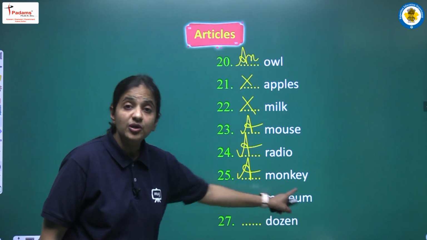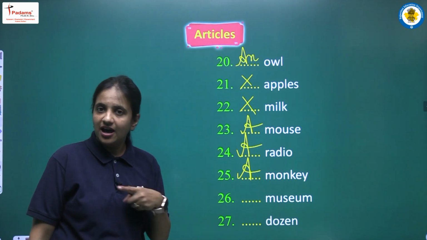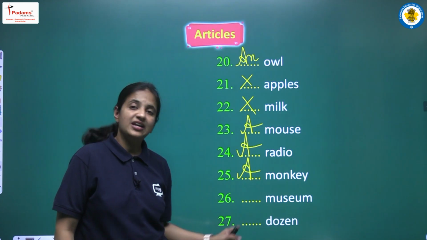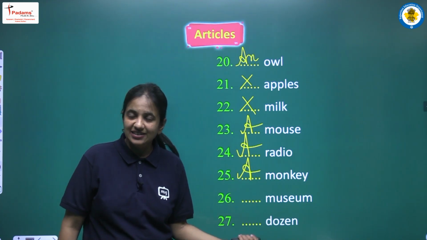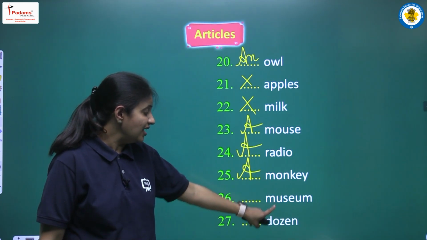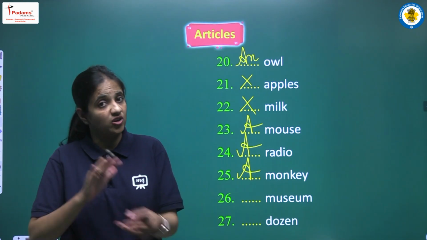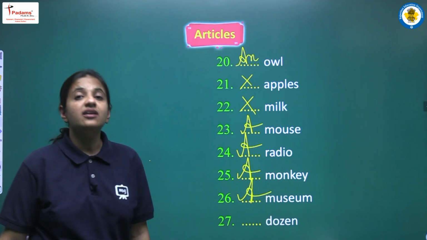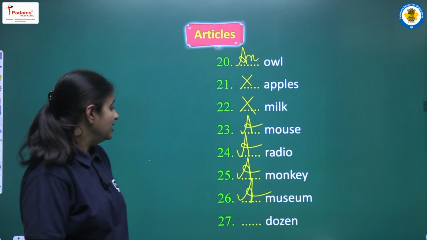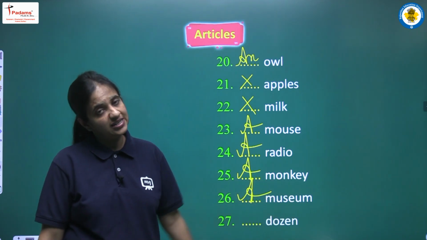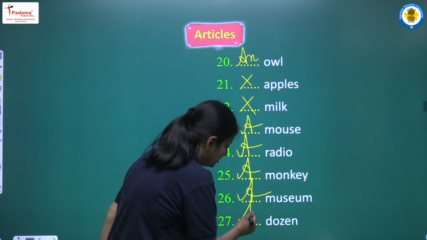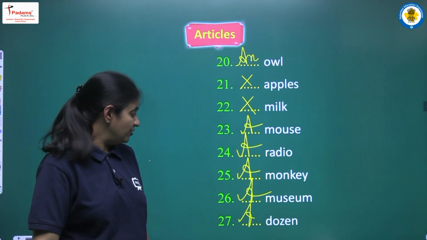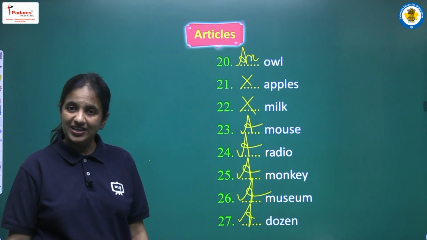Next we are having museum. Again museum, it's a noun, it's a singular noun and it's a countable noun also. So in this blank we can use our articles according to the sound. The sound that we are having here is a museum, it's a consonant sound, and for consonant sounds we have to use A. So it will be a museum. Alright. Next is dozen. So for dozen also we have to use A, because according to the sound that we are having consonant sound. So it will be a dozen. Okay.